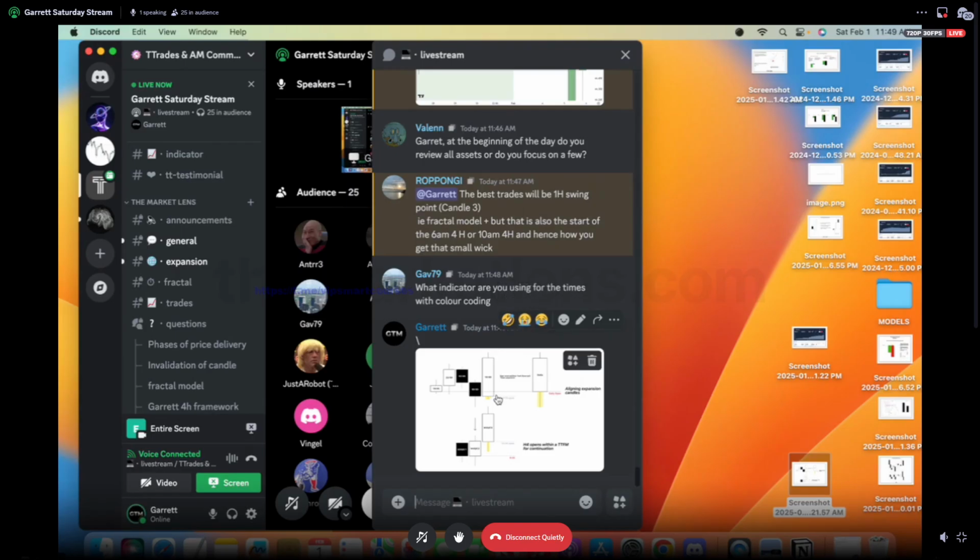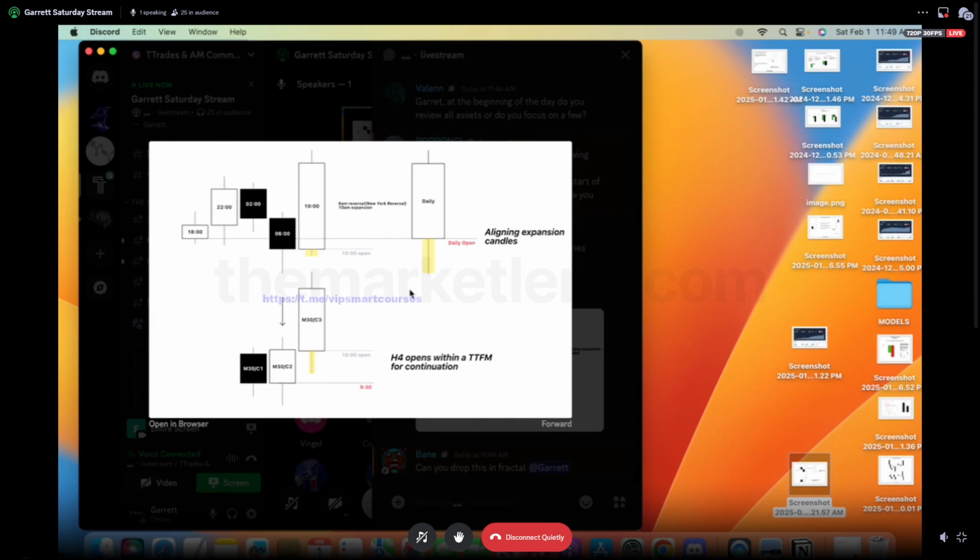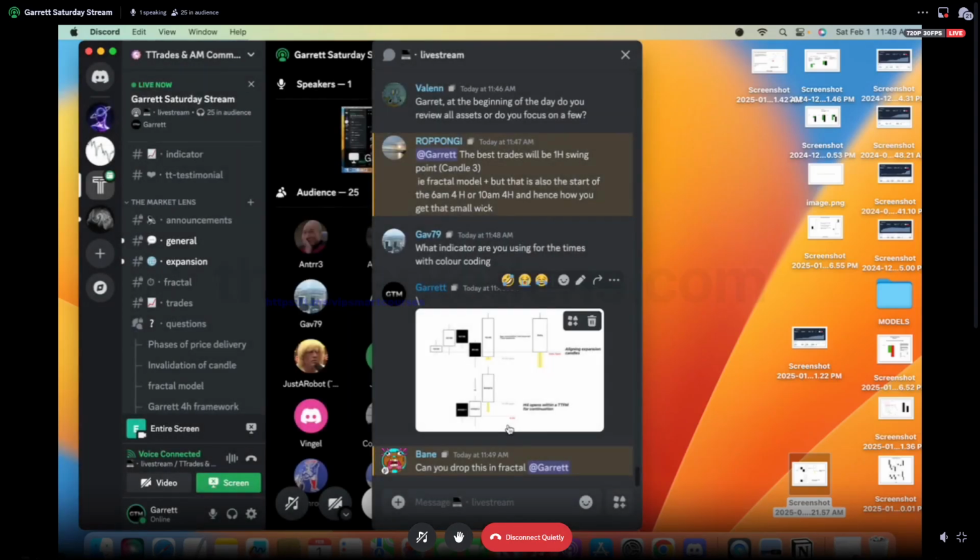Best trade will be 1 hour swing point candle 3 in practice. Yeah, pretty much. So it's either you're trading within a reversal candle on the 4 hour time frame, but it's a reversal into expansion, right? The low of the candle is formed from a fractal model, or you open within it. It's just continuation, pretty much, where the low of the day's already put in.